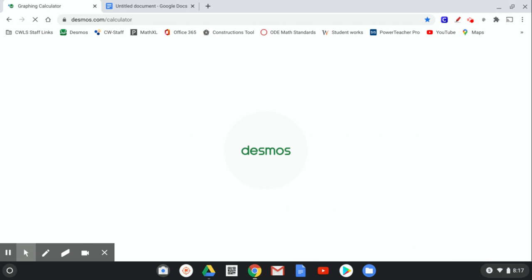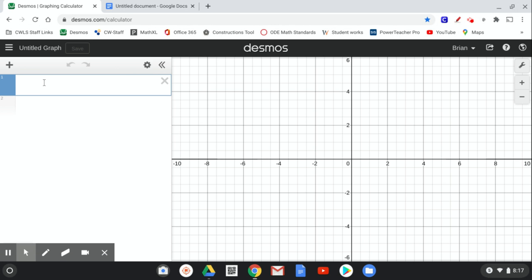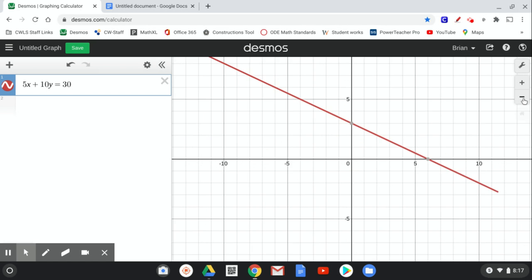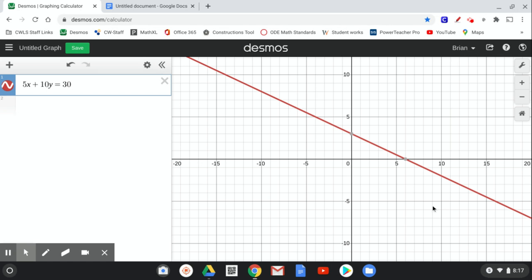All right. Now, our first two equations, this is where you can just put them in on the right side. The first one was 5x plus 10y equals 30, okay? So that is the graph of the first equation. Now, if you're doing a graph and you need to zoom out, click over here on the minus, and it'll zoom out. That way you can see the equation of that line, okay?